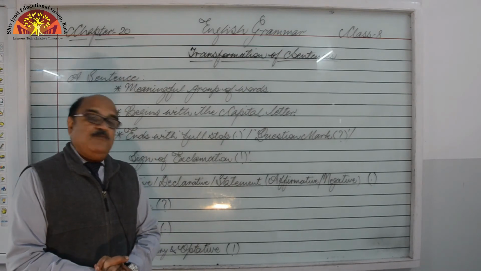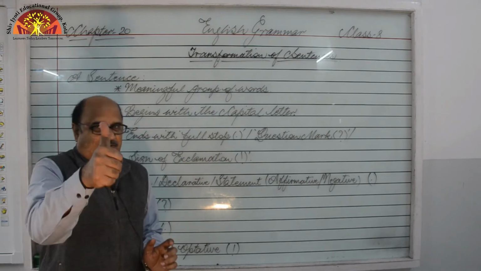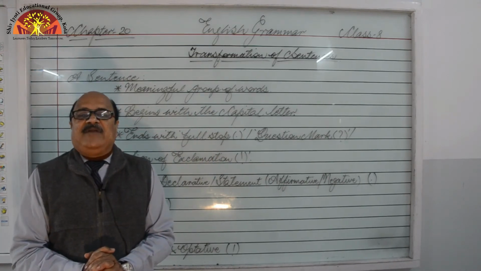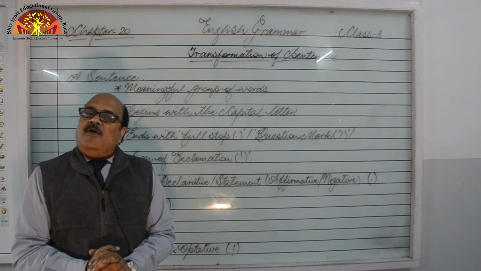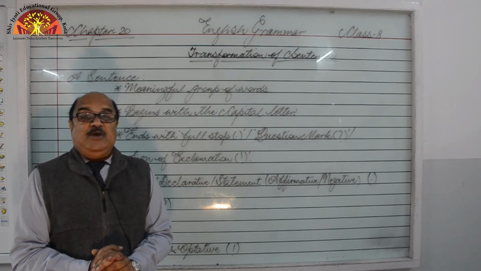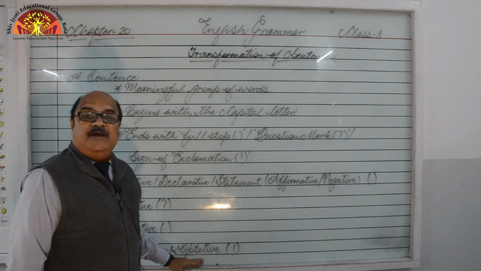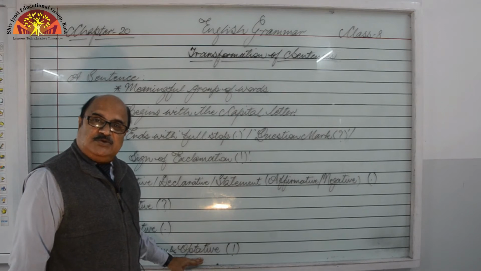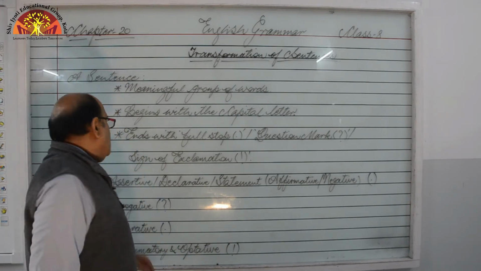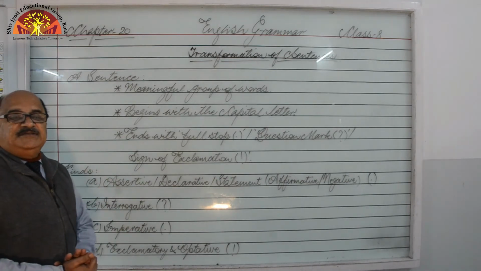Suppose I want to give blessings, suppose I want to give my best wishes: best of luck, have a nice time, all the best, may God bless you, may you live long. They are known as optative sentences. Okay, students? So in this way, we have already discussed the kinds of sentences.